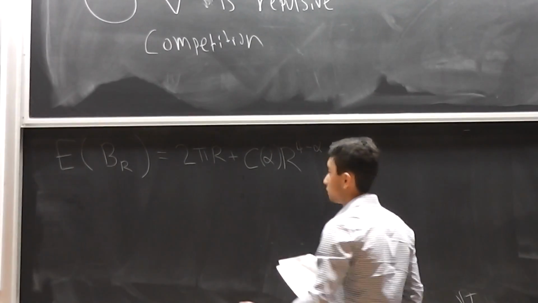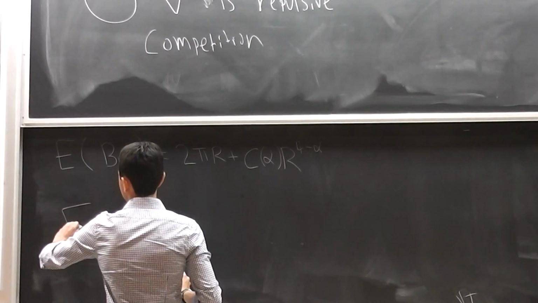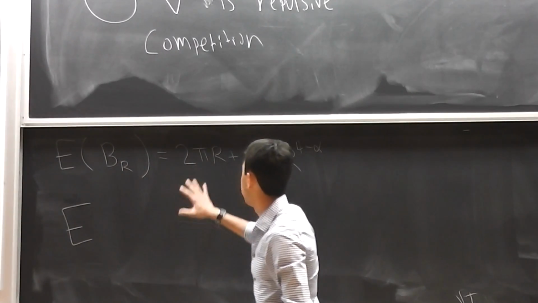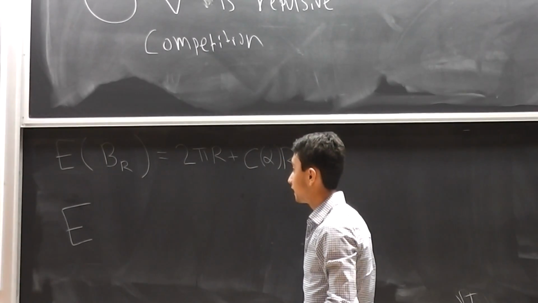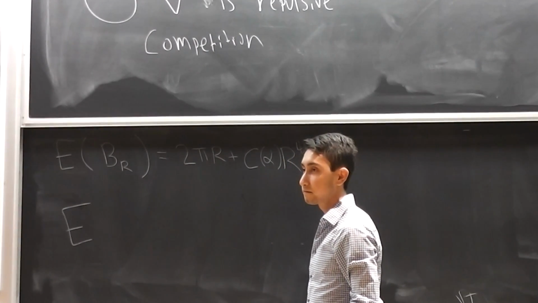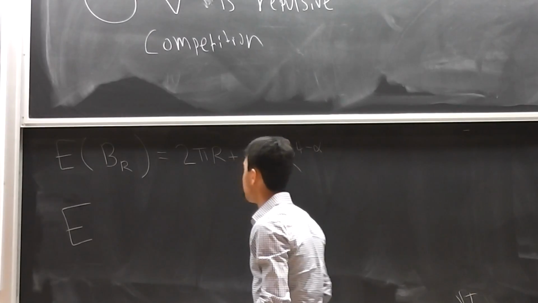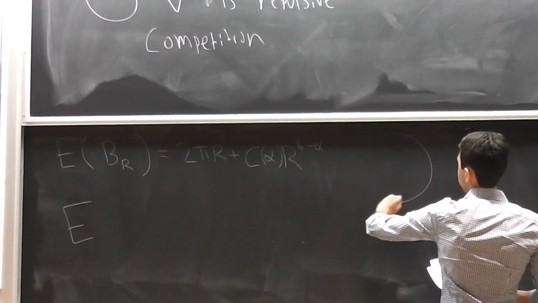So we have this. So now we can also do this. Is this exact or symbolic? Yeah, this is exact. I mean, it's in terms of gamma functions, but it's exact. So this is the energy of the ball of radius r, right?